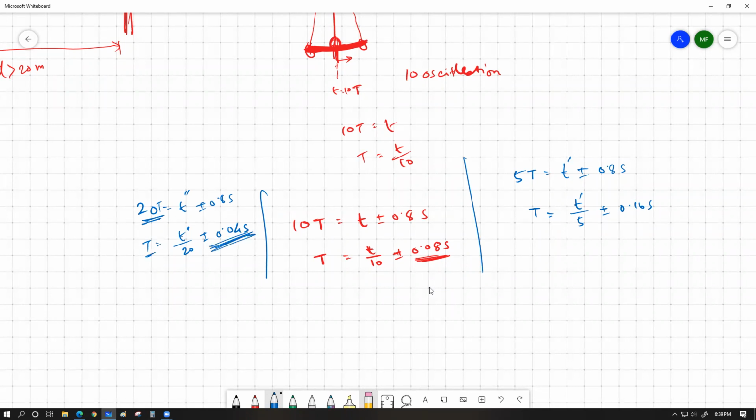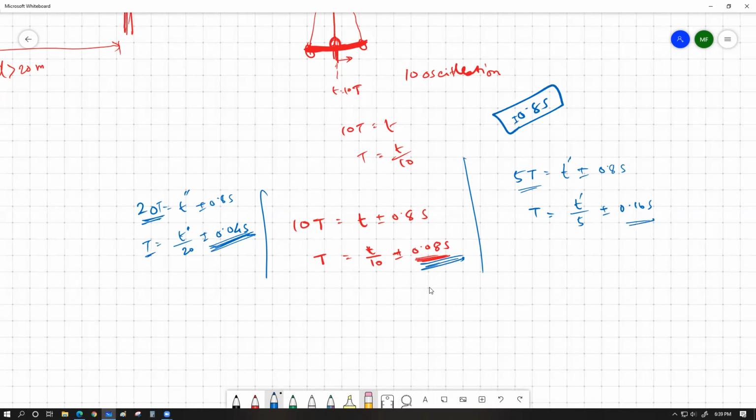That's actually quite small. Compared to that, if you go for 10 oscillations, this is about 0.08 second. If you go for only 5 oscillations, it's about 0.16 second. You can see that the bigger the number of oscillations that we observe, this amount of error that we are susceptible to, which is 0.8 second plus or minus, would be distributed over all of those numbers.